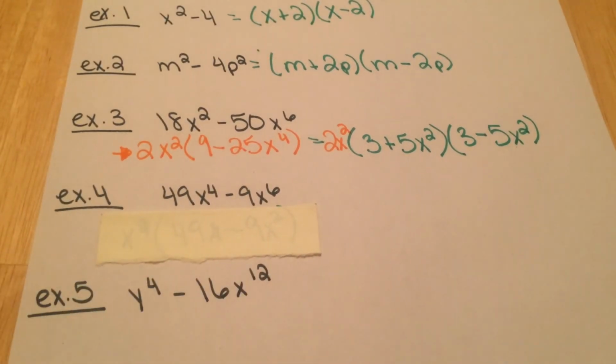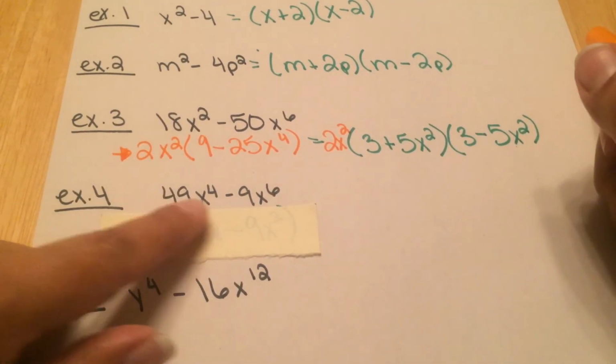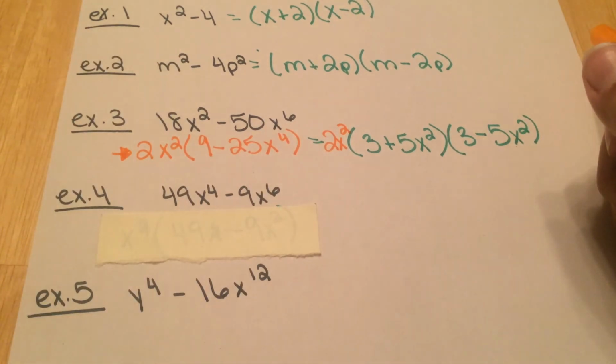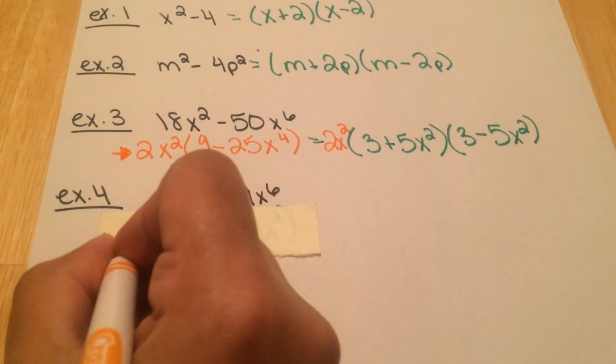Obviously, you can tell I had some issues with example 4 during a previous filming, so we're going to move on from that right now. So please disregard my yellow sticky there. Let's look at example 4. 49x to the 4th minus 9x to the 6th. First thing we want to do is always check to see if we have a GCF. In this case, we do.